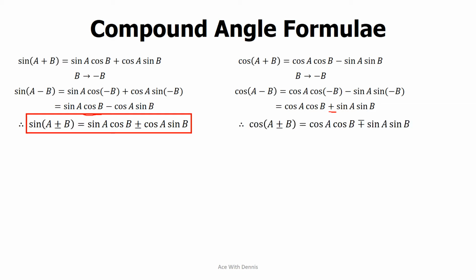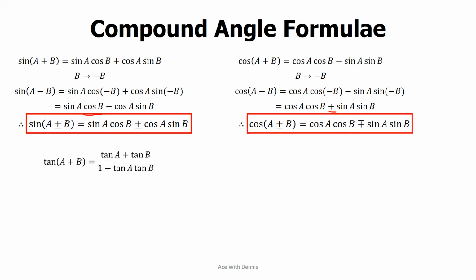Now we combine the two formulas together. Cosine A plus minus B equals cosine A cosine B minus plus sine A sine B. Okay, so this is the second formula under the compound angle formula that you will see in the exam, which is in the formula list that will be given.